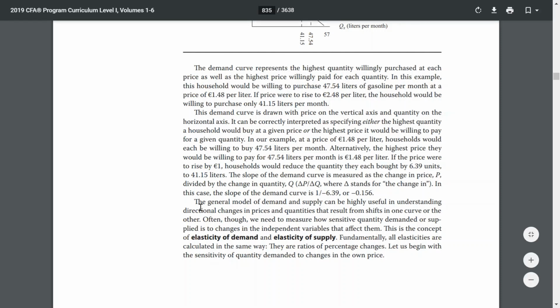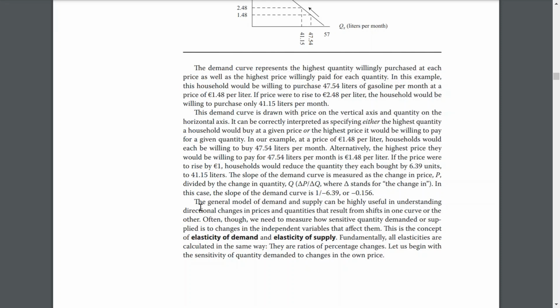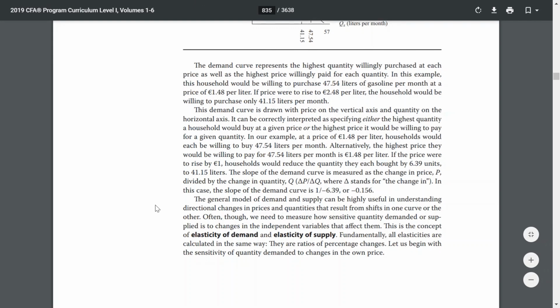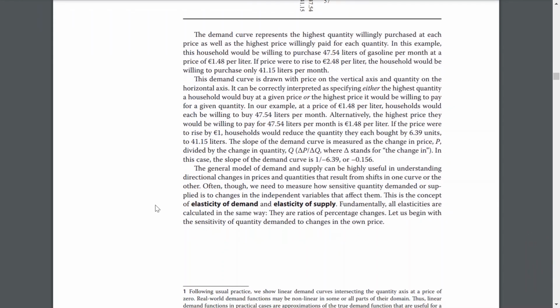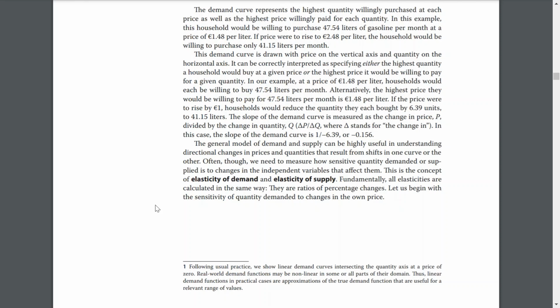for a given quantity. In our example, at the price of 1.48 per liter, if the price were to rise by €1, households will reduce the quantity by 6.39 units, to 41.15 liters. The slope of the demand curve is measured as the change in price, or ΔP, divided by the change in quantity, ΔQ. In this case, the slope of the demand curve is the change of y divided by the change of x, or the change in price divided by the change in quantity, which is negative 0.156.